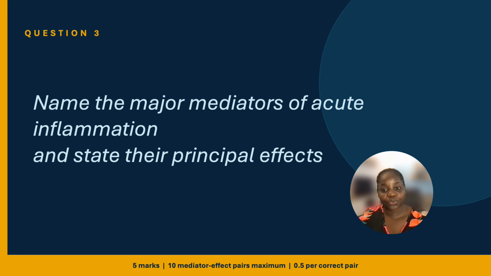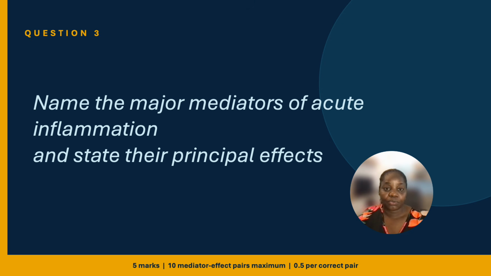Okay, question 3. Name the major mediators of acute inflammation and state their principal effect. So this question 3 is the most mark-rich question with a full 5 marks. The marking rules here are simple and absolutely consistent with the previous ones. If you name a mediator correctly and give at least one accurate principal effect, then you earn 0.5 times 2.